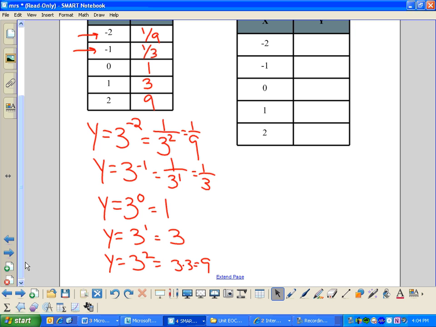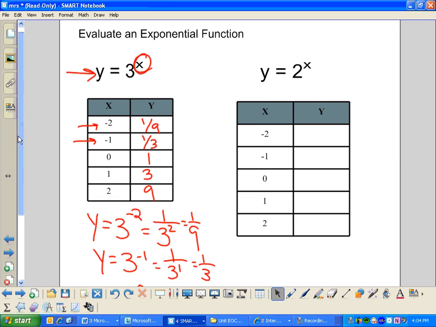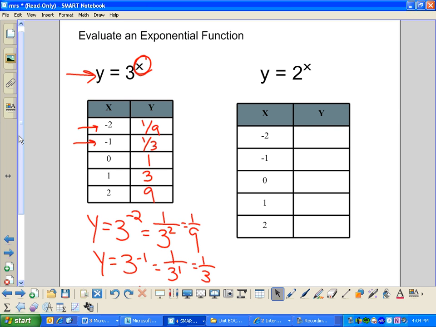I'd like you to do the next table. In this case, this function is y equals 2 to the x power. If you can fill that out.